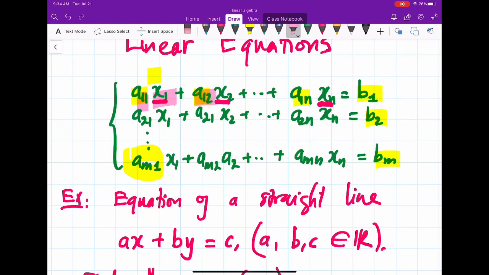And what is a21? A12 is in the first equation and for the second variable. Similarly, let's say a2n means in the second equation and for xn, right? In here we have m equations, so am1 means in the m equation for the first variable, am2 is for the m equation for the second variable, and so on. So you have a system of linear equations.